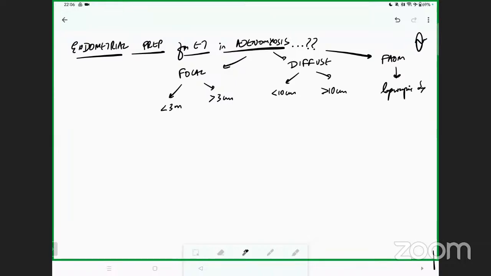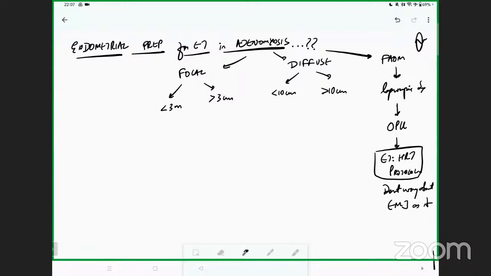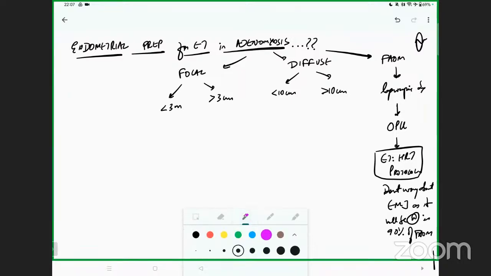Okay, so now after laparoscopic surgery, you have finished the egg pickup. So you have finished the OPU, and now is the time for embryo transfer. So in embryo transfer, there is standard HRT protocol in this case. No changes at all. This is one case where you don't worry about endometrial myometrial junction, as it will be normal in 90% of FAOM. Okay, so FAOM is finished. No controversy, no applying your head.